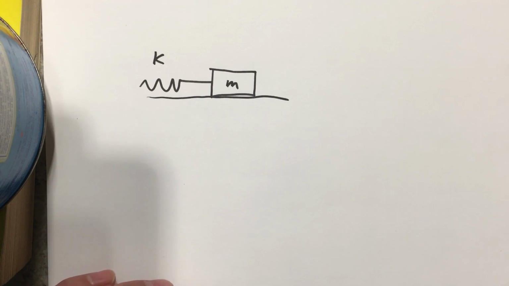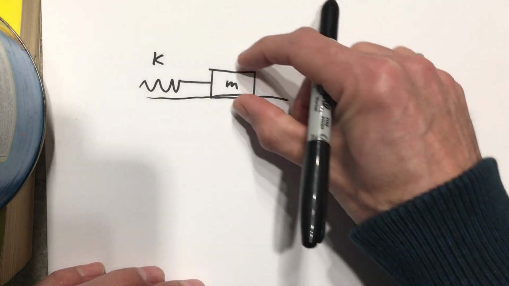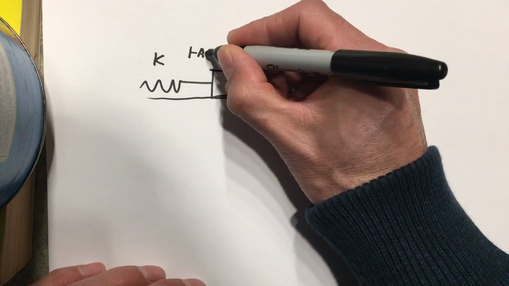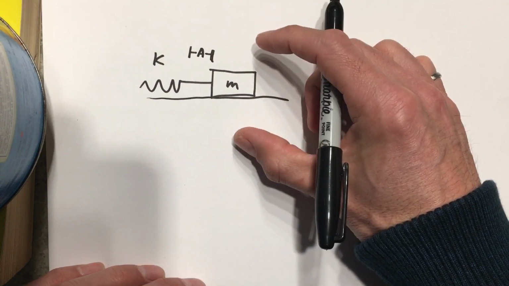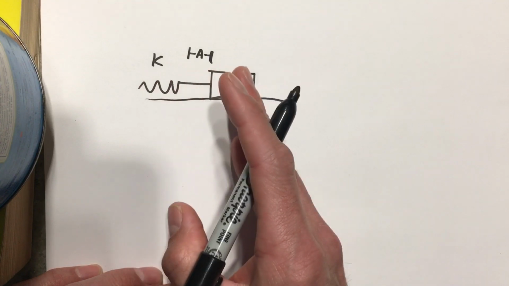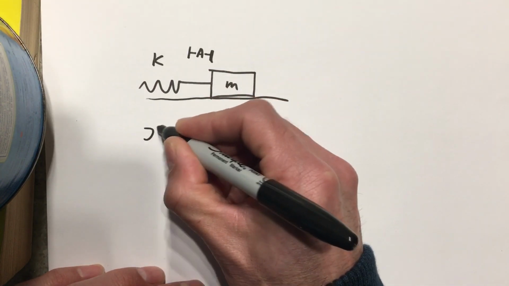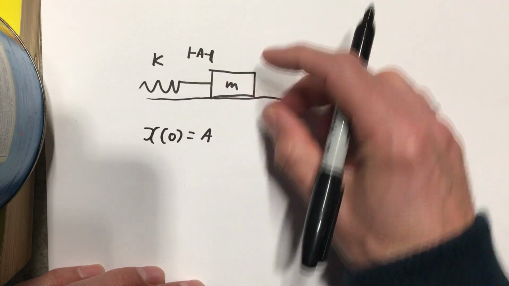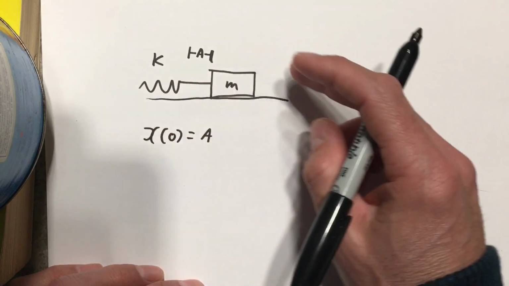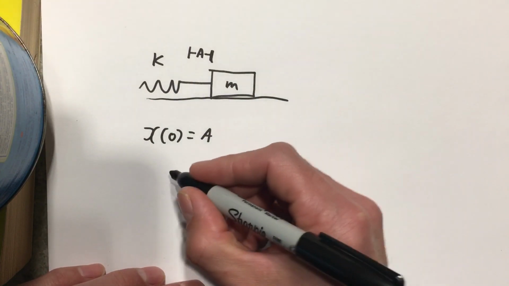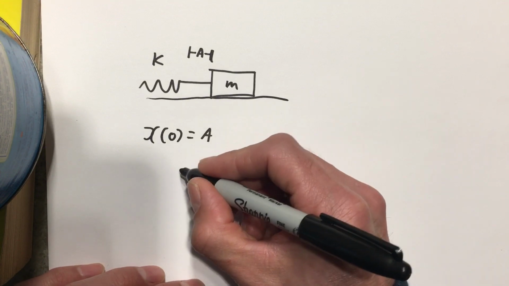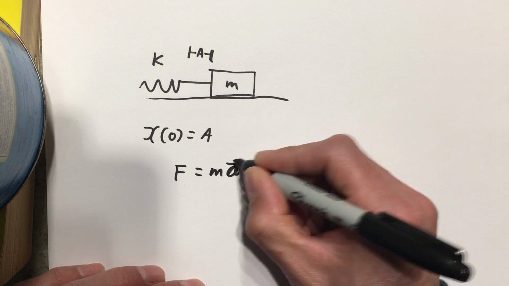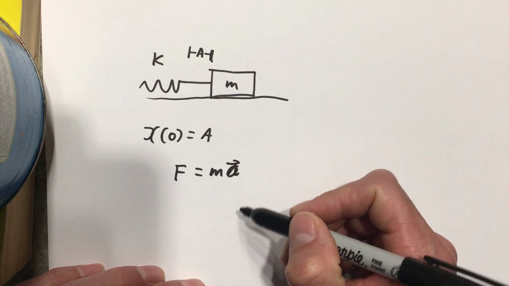To start off with, we're going to write out everything that we know. If I give that a pull, so that I've stretched that spring, let's say a distance capital A, and then I let go, my initial position, my x value when time is equal to 0, is A. That's how far I've pulled it from its rest position, and we'll call its rest position our origin. The second thing that we know, that's always true, is Newton's second law, F equals ma. So force is equal to mass times acceleration.